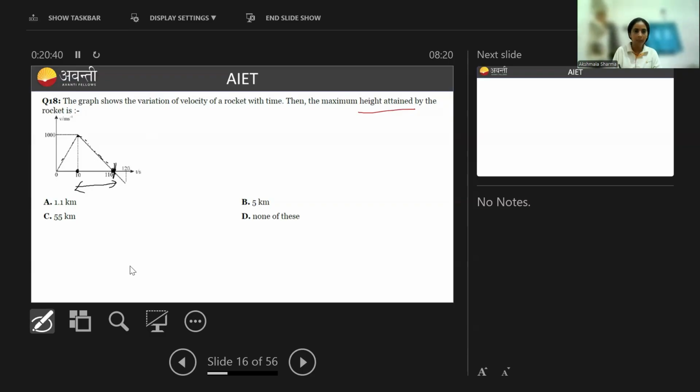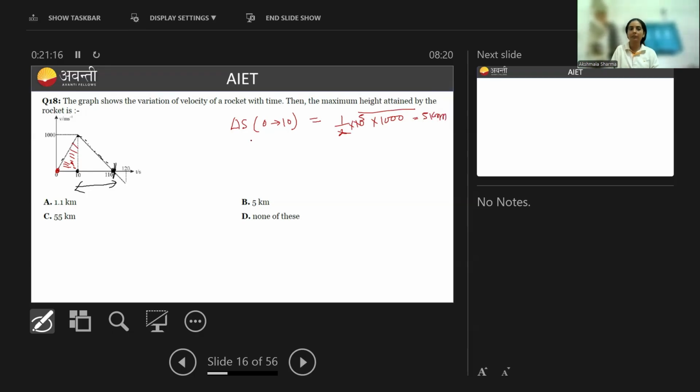Okay, so let's calculate it. If we know displacement at, like, it is starting from t equal to 0 and initial velocity is v equal to 0. So let's calculate first change in displacement in this time interval. Okay, so change in displacement in which time interval? 0 to 10. Okay, what it will be? It will be area under this curve. So area under this curve will be half into 10 into 1000. So this is equal to how much? 5000, that is 5 kilometers.